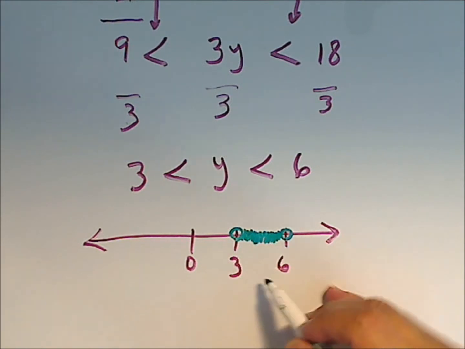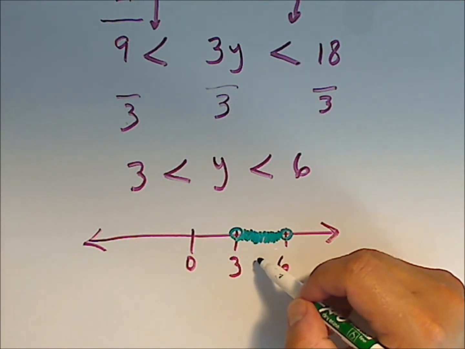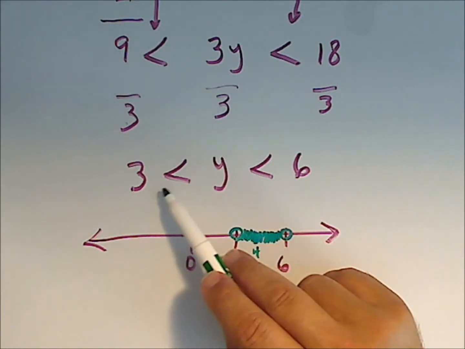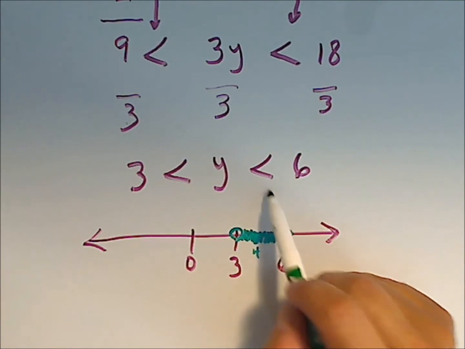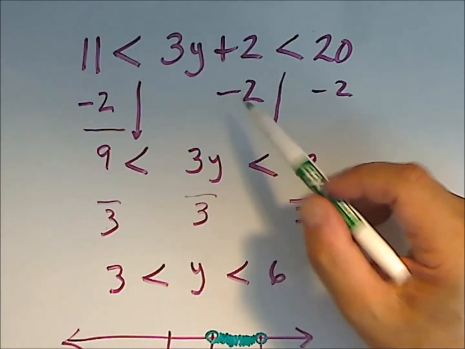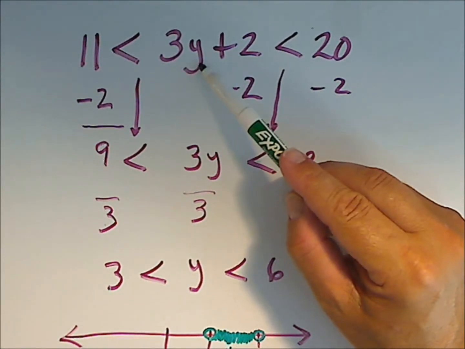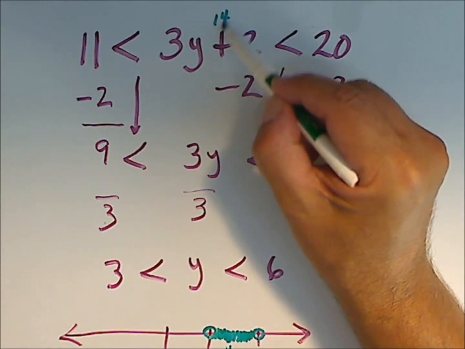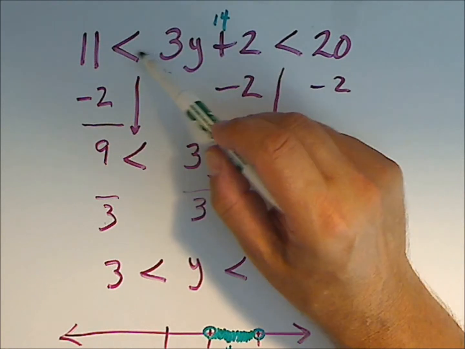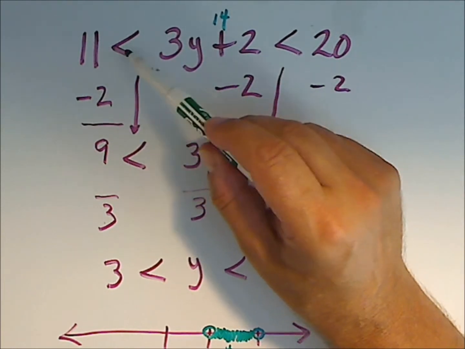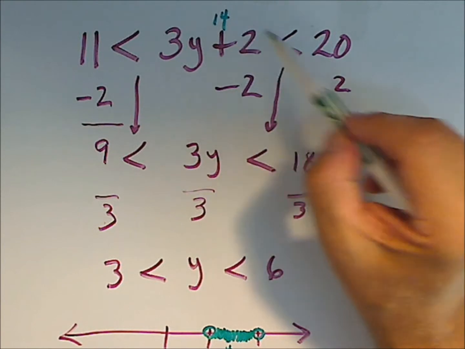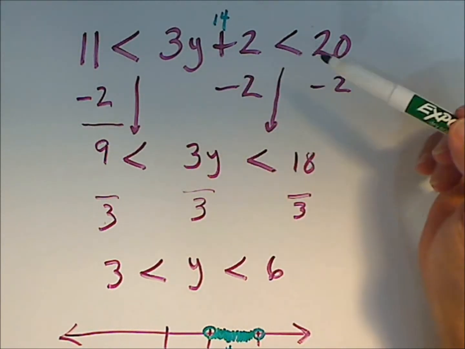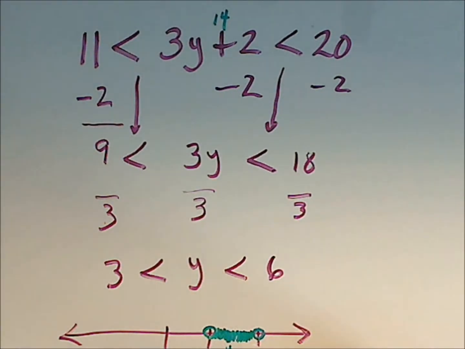Now you can test this. Just use a 4, for example. 4, which would be right about here, 4 is greater than 3 and less than 6. But let's try 4 in the original equation. 3 times 4 is 12. 12 plus 2 is 14. And yes, 14 is greater than 11, and 11 is less than 14. 14 is less than 20, and 20 is greater than 14. So it certainly looks like we did pretty good.